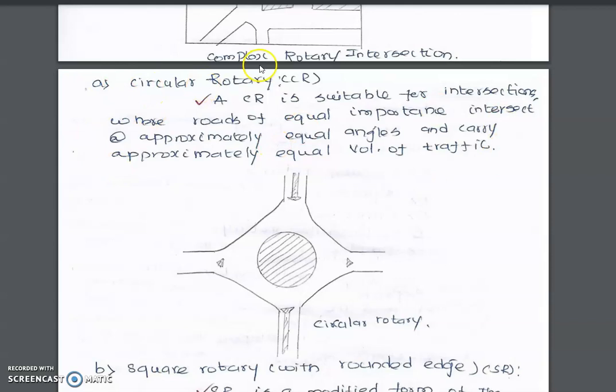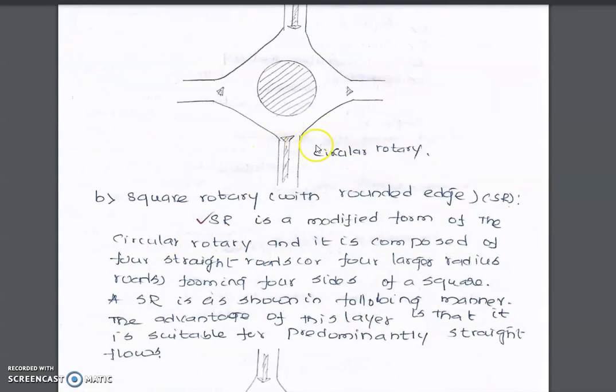Then the first one, the circular rotary. In a circle-based rotary intersection, we design it established in the middle of the road. A circular rotary is suitable for intersections where roads of equal importance intersect at approximately equal angles and carry approximately equal volumes of traffic. So this is a circular rotary.